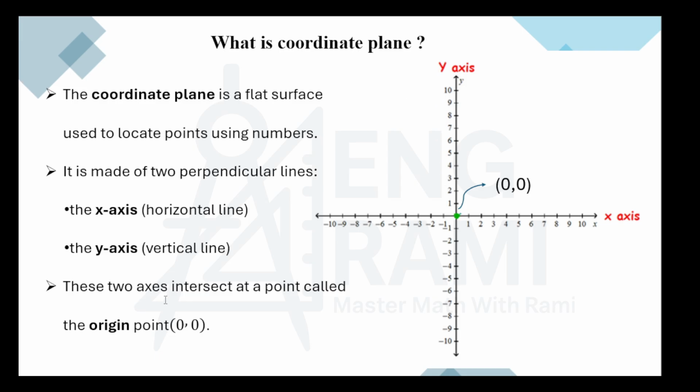These two axes intersect at a point called the origin, (0, 0). This point is (0, 0). That means x is 0 and y is also 0.